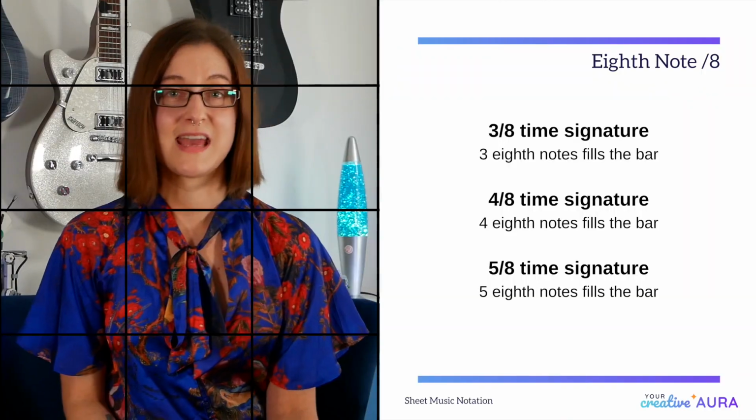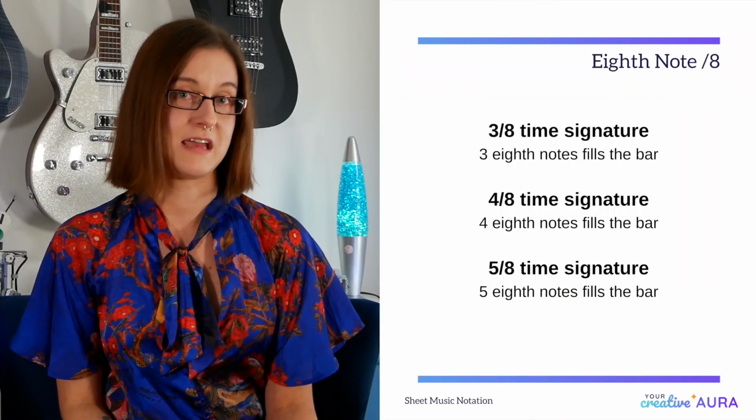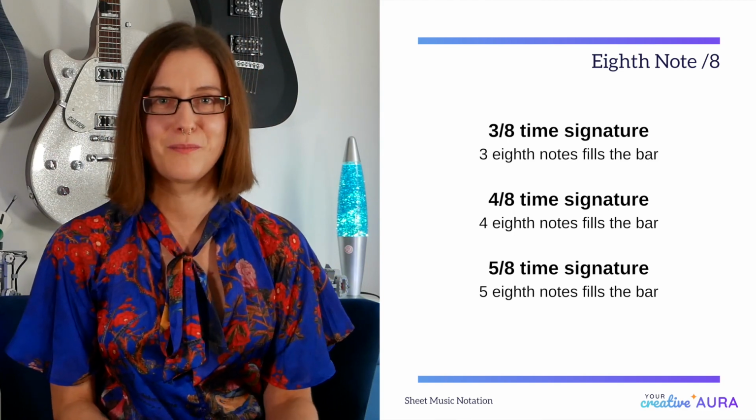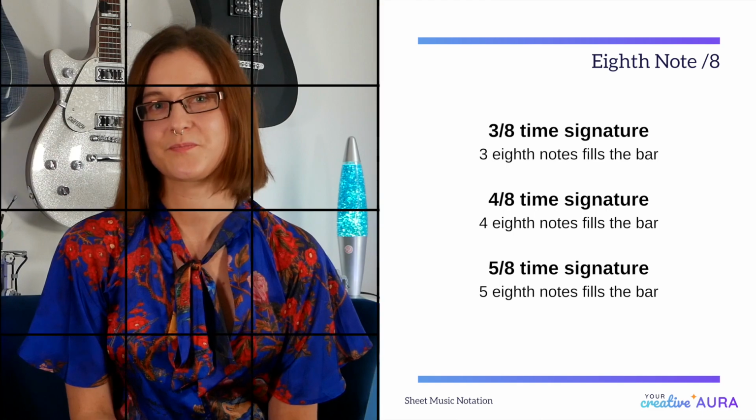So as you can probably tell, when the time signature is based on eighth notes, it's easy to guess its beat count in a bar. So 3/8 would mean 3 eighth notes to fill a bar, 4/8, 4 eighth notes to fill a bar, and so on.